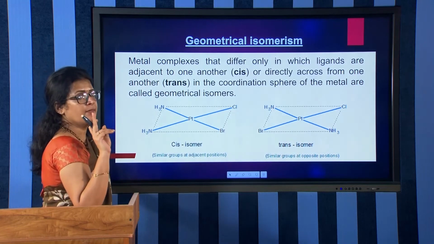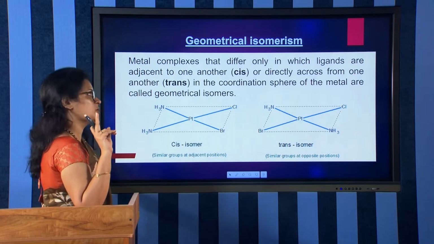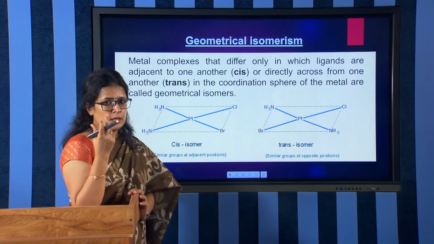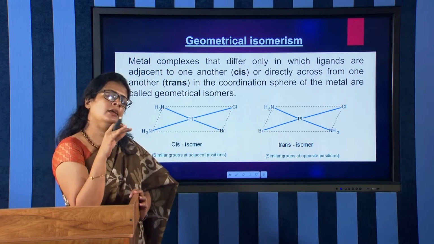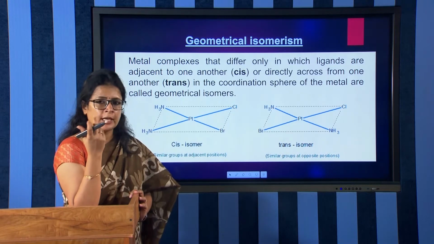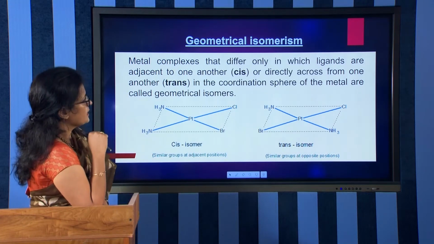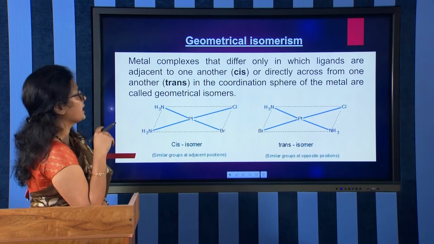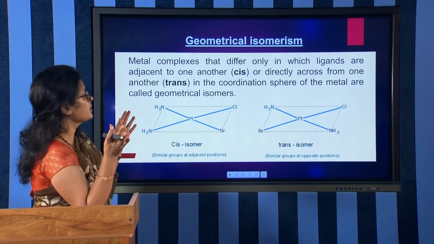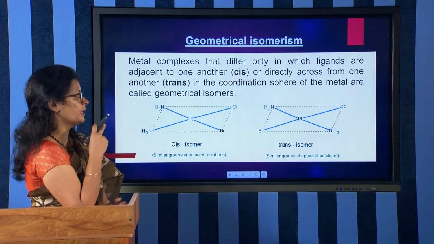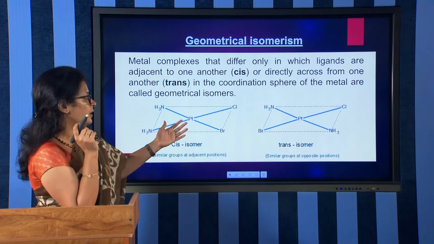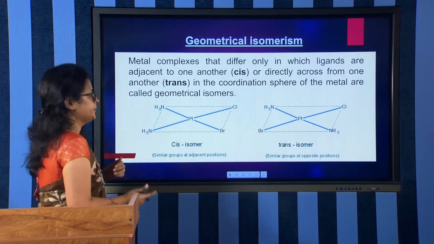The first classification of stereoisomerism is geometrical isomerism. We have studied this geometrical isomerism in organic chemistry classes, that is cis and trans. The same is there in coordination chemistry also, the cis and trans forms, that is geometrical isomerism. Metal complexes that differ only in which ligands are adjacent to one another, that is cis, or directly across from one another, that is trans, in the coordination sphere of the metal are called geometrical isomers. See the examples, it will be clearer.